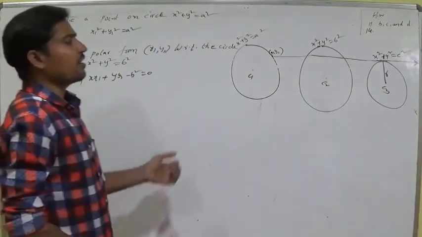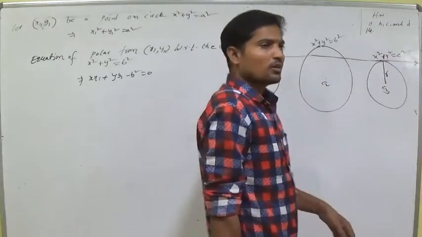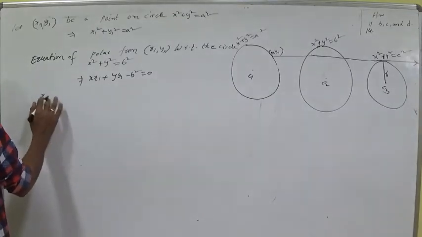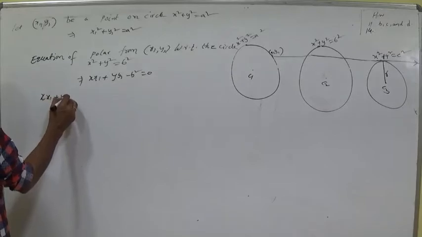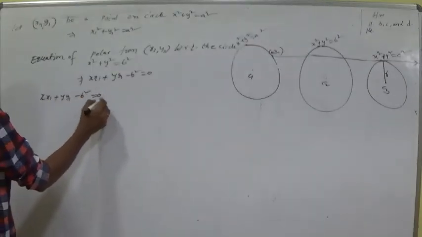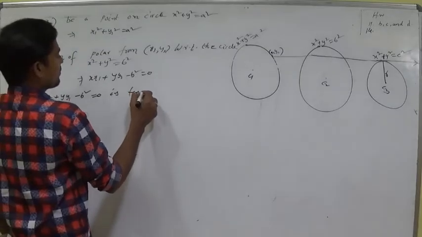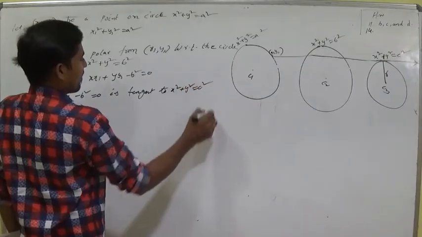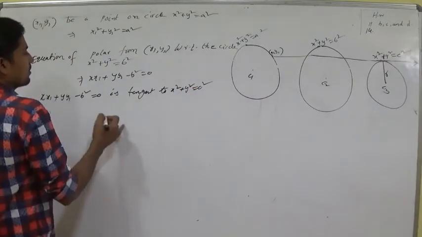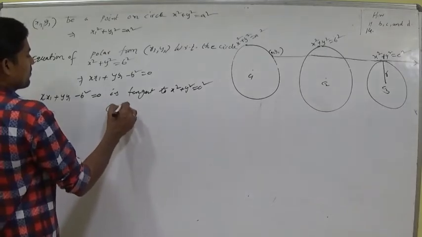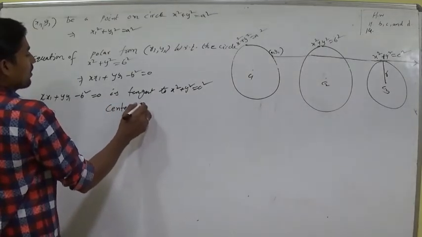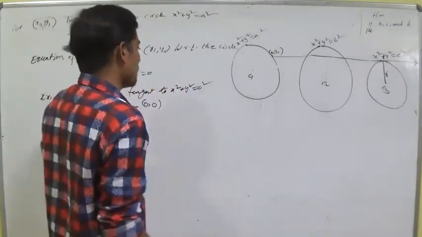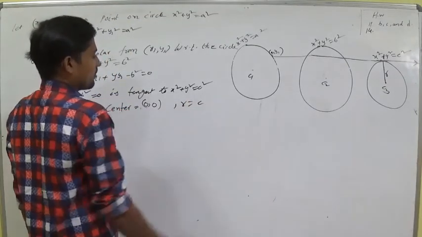Now this becomes a tangent to the third circle. So here xx1 + yy1 − b² = 0 is tangent to x² + y² = c². Here the center is (0, 0), g and f are 0 now. So the center is (0, 0) and the radius r is equal to c.